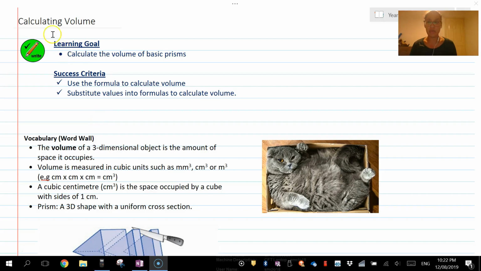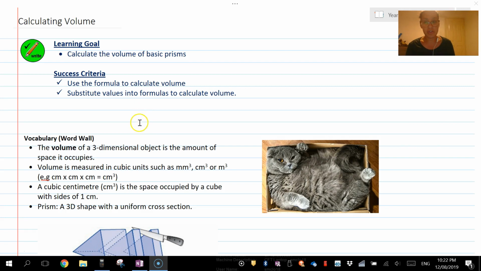Hi everyone, in this video we're looking at calculating volume. So you're going to calculate the volume of basic prisms. To do that we're going to use formulas. We're going to see where they come from and also substitute your values into the formulas correctly so that you can work out the volume for your shape.